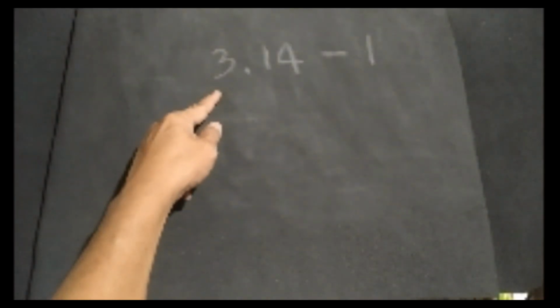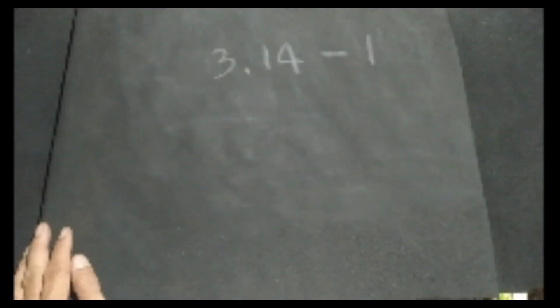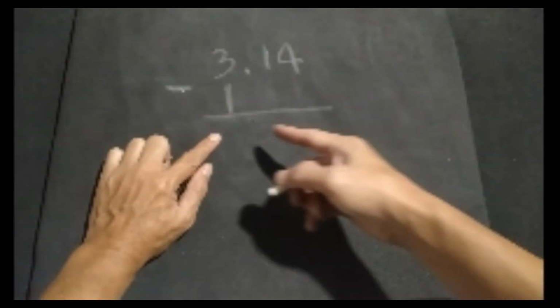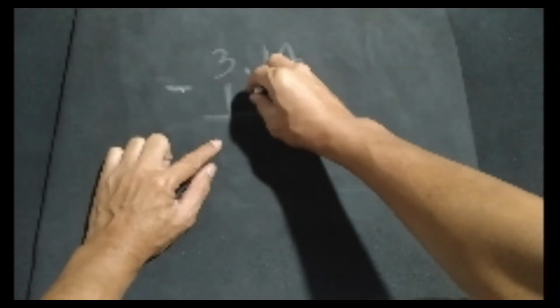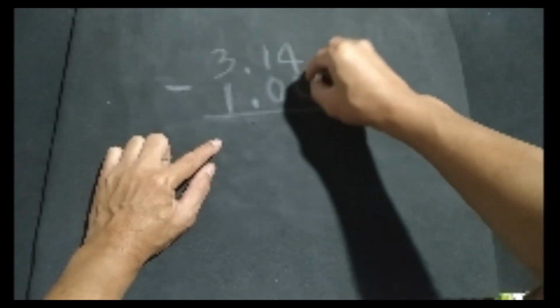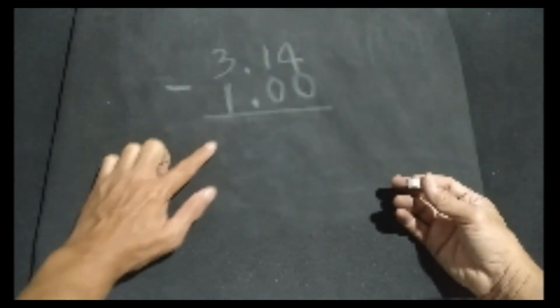We have 3.14 minus 1. First, we need to rearrange. Here we have 1. We don't have the point, so we just create the point for that. And missing the 2 numbers, we create 2 zeros for the 1.